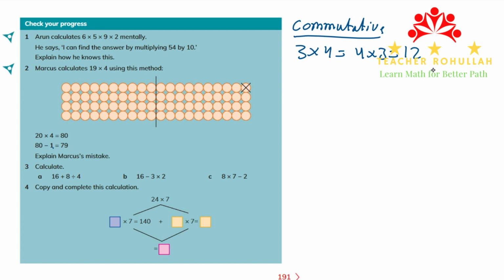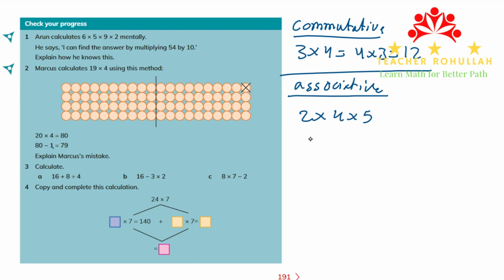The second one is the associative law. According to the associative law, changing the grouping of the numbers does not change the product or the sum. Let me give two examples over here. The first one, 2 times 4 times 5. And the other one, 3 plus 6 plus 7. In the first one, we have 2 times 4 times 5.